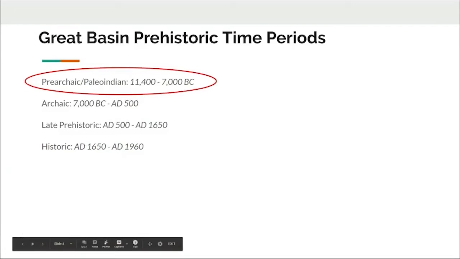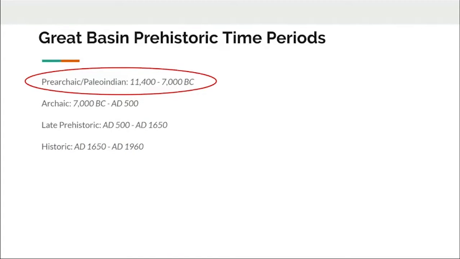However, today we are just going to focus on the Prearchaic period, which was characterized by a changing climate as well as Prearchaic people that were highly mobile, nomadic hunter-gatherers. This means that people didn't stay in one place too long. They didn't create permanent architecture like you'll see in some of the southern Utah Puebloan sites. They moved across the landscape, covering large mobility ranges.